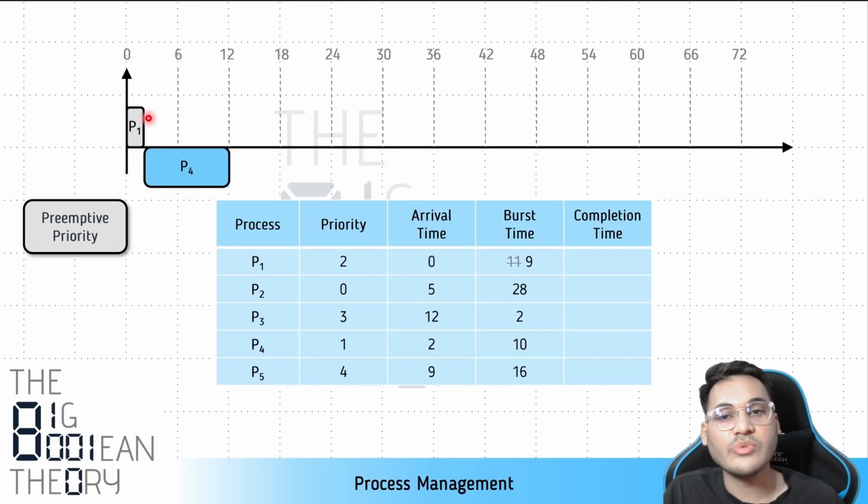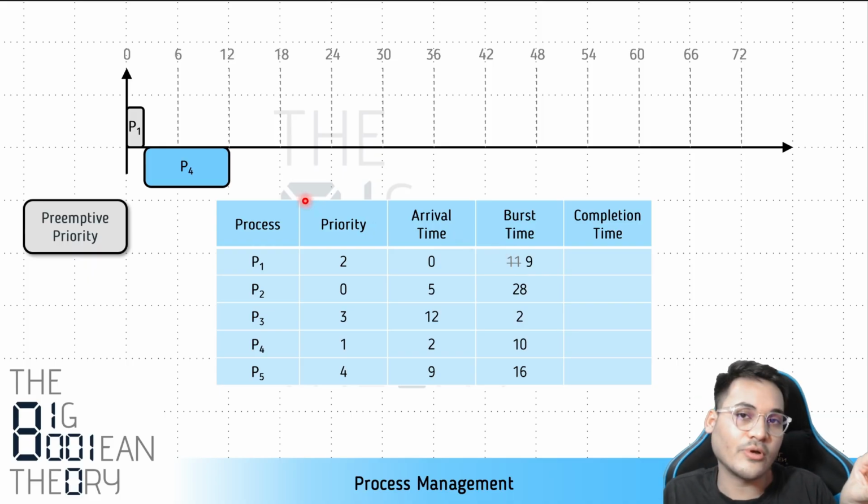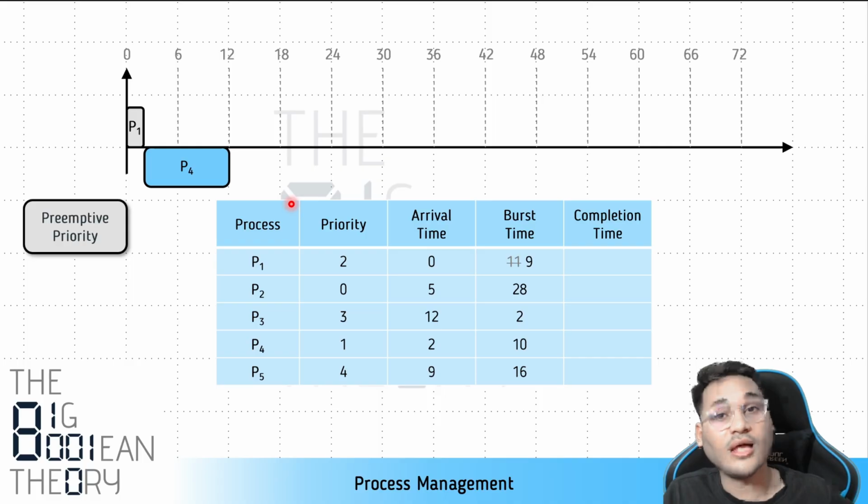You can see process P1 has a burst time which is quite long, right? It has a burst time of 11, but it got preempted. That is, the control of the CPU was taken away from process P1 and given to another higher priority process, that is P4. So there are two things that you have to see: what is the priority, and you also have to take care of the preemption, right?